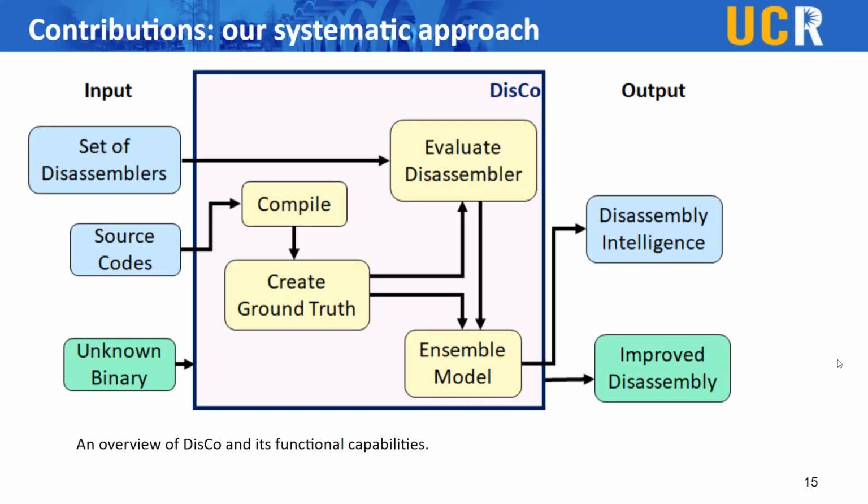In this slide, I'm sharing with you the architecture of our DisCo. As for the input, because we want to combine the disassembly capabilities of different disassemblers, we have the set of disassemblers that we want to combine, and then we also have the source code to compile to get the binaries. Later on we can use an unknown binary to test the whole system. DisCo itself comprises the module required for compilation to create a ground truth so that we can evaluate these disassemblers. Not only that, we also need to create the ensemble model, which is the main part that is used to combine the inputs from the different disassemblers, and the output is of course improved disassembly.